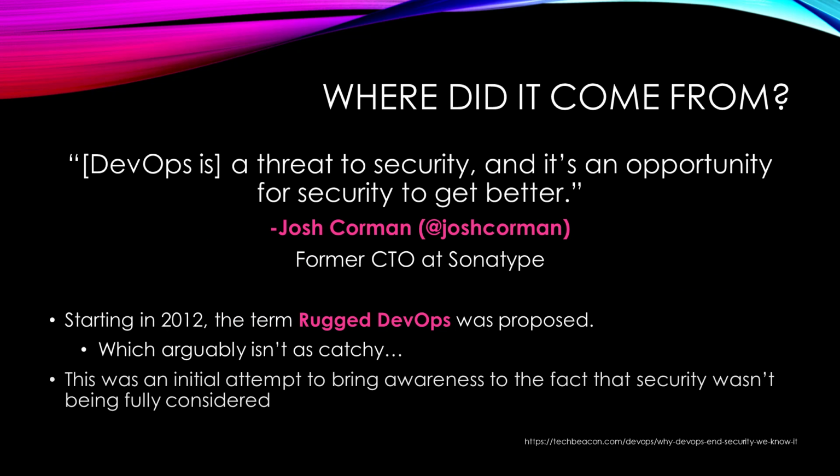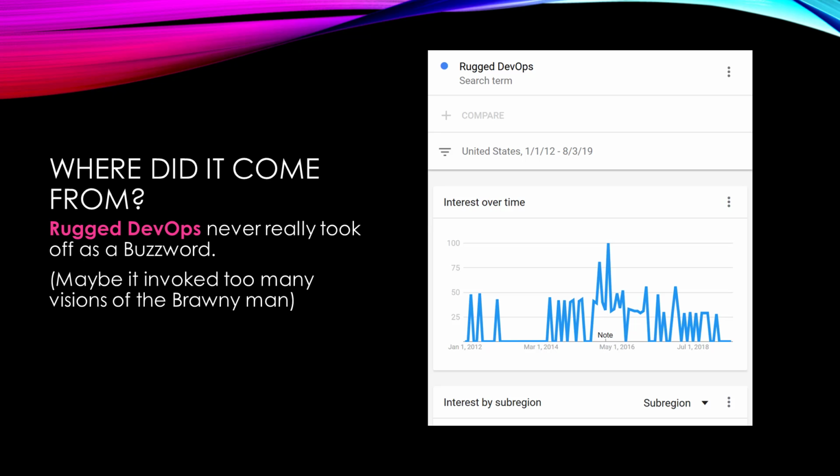So where did it come from? Here's a quote from Josh Corman. DevOps is a threat to security, and it's an opportunity for security to get better. So starting in 2012, the term rugged DevOps was proposed, which arguably isn't as catchy as DevSecOps. This was an initial attempt to bring awareness to the fact that security wasn't being considered in all of the DevOps automation that was happening in the industry. Things were going way too fast and getting way too broken. So, unfortunately, rugged DevOps never took off as a buzzword. I don't know, maybe it invoked too many visions of the brawny man.